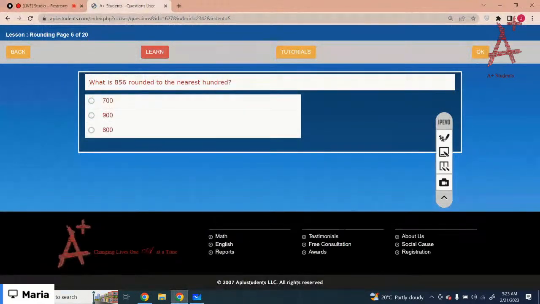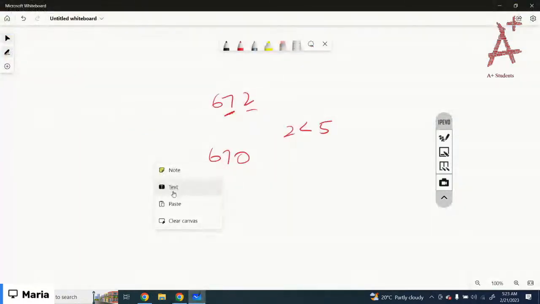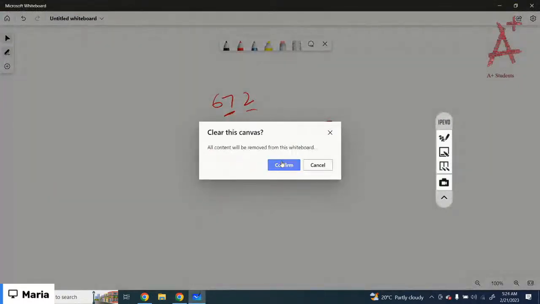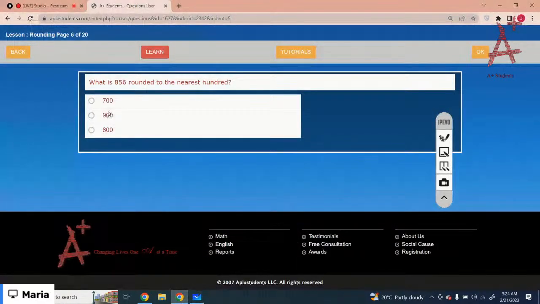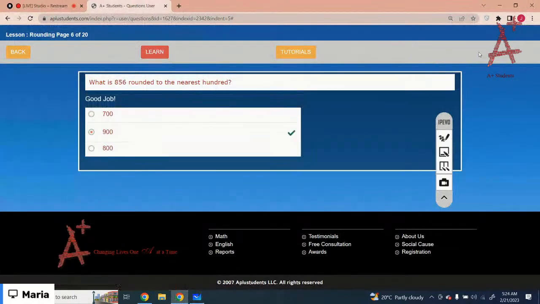Okay, what is 856 rounded to the nearest 100? You have to round off 856 to the nearest 100. So the hundreds digit is 8. Got it? So the digit that is right next to 8 is 5. You have to compare this number to 5. So actually it is equal. Got it? So when they are equal, you have to round up. Add 8 plus 1 is 9 and replace the other two digits with 0. So it would be then rounded off to 900. Got it? 856 is rounded off to 900. So select the correct option, then click on the OK button.